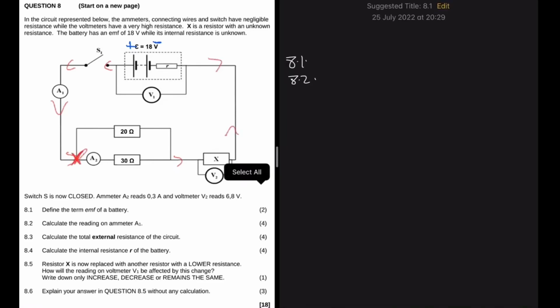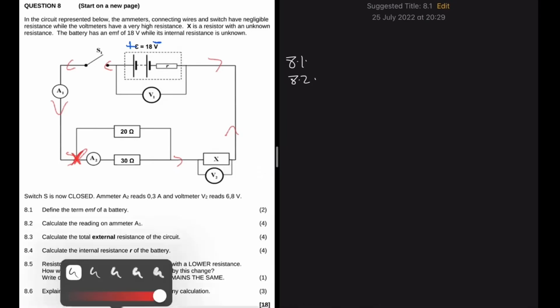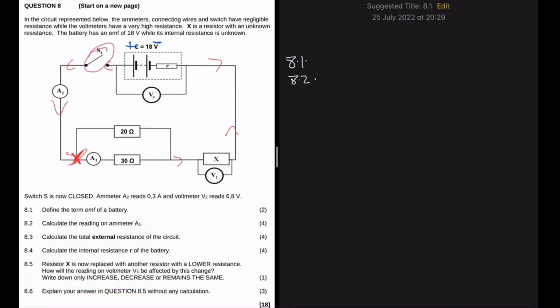So here on this question we are told that switch S is now closed, right? Which is situated here, and then the ammeter reading on A2 is 0.3 amps, right? So here on A2 we have 0.3 A, and then it goes on to say that the reading on V2 is 6.8 volts. Now we can attempt to answer our question. You will realize that A1 is in series relative to the second, right?